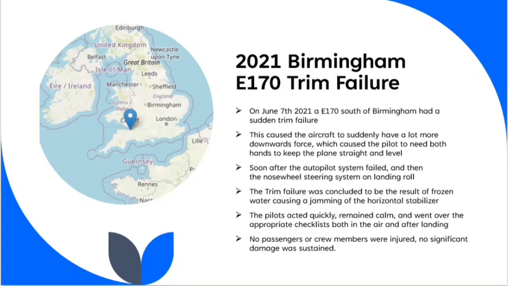So the failure I'm most concerned with here is obviously the trim failure. It was the jamming of the horizontal stabilizer because some evaporated water got in there, condensed in the horizontal stabilizer, and then froze, which ultimately led to the horizontal stabilizer jamming. Because the pilots acted quickly, remained calm, and went over the appropriate checklist both in the air and on the ground, no one was injured, passenger or crew, and there was no damage sustained to the plane or the airport that they landed at.